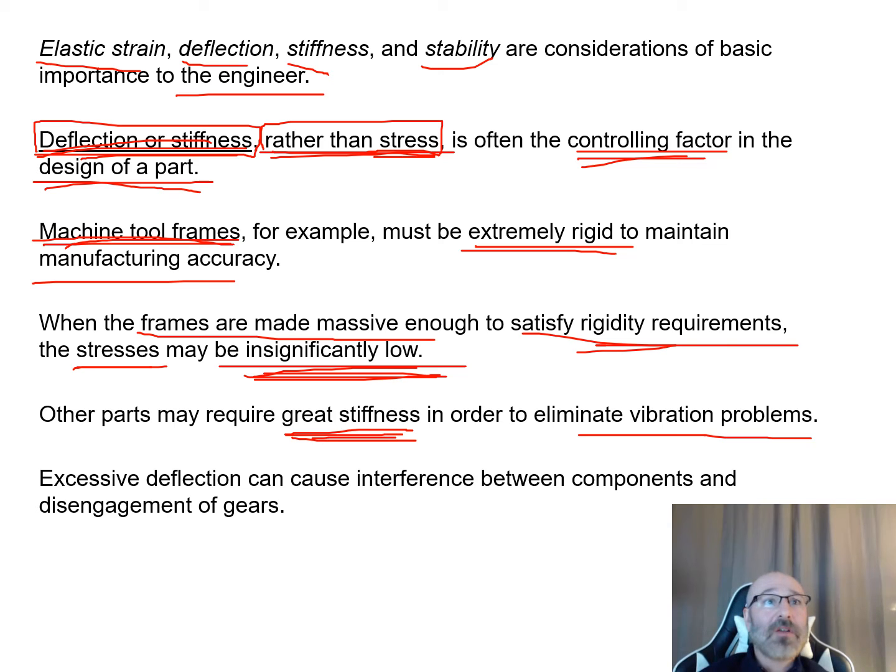And last, we did talk about deflection and how it would relate to manufacturing for machine tool frames. Well, here's another example where deflection is very, very important. It could be our controlling factor if we have multiple parts within a system. And if one deforms, the whole system fails.